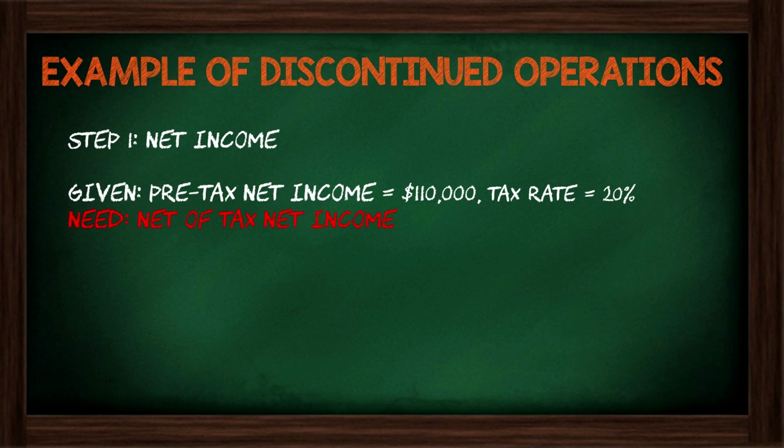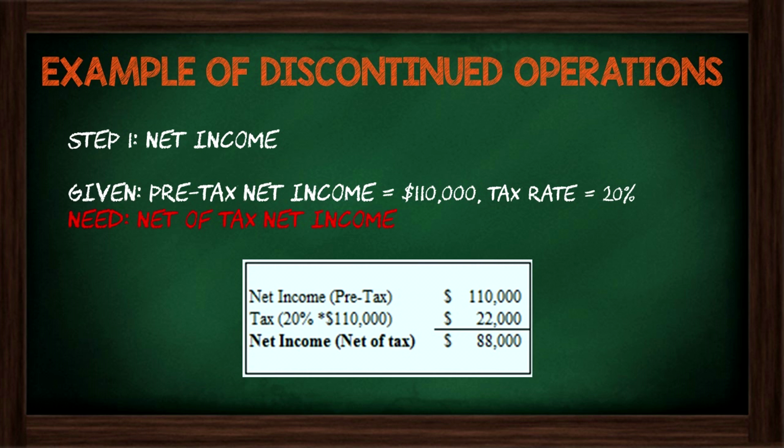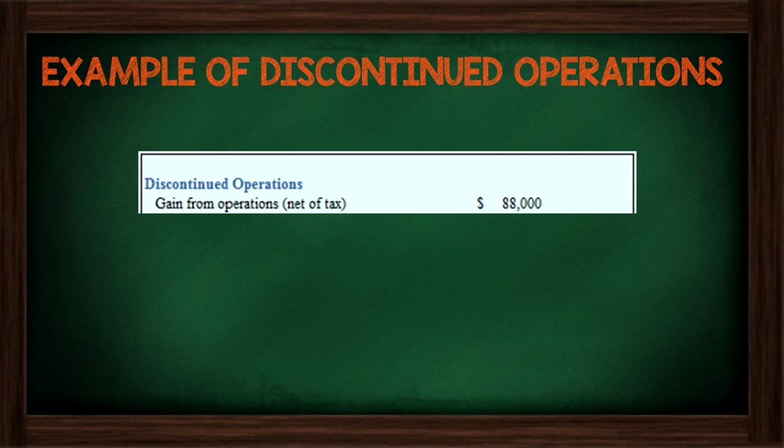We're just going to calculate the income tax of their net income, which is the tax rate of 20% times the pre-tax net income of $110,000. It's going to give us our income tax of $22,000. So our net of tax net income is just going to be $110,000 subtracted by $22,000 worth of income tax expense. Okay? So, therefore, we're going to put this $88,000 right there as the first line item, representing our net of tax net income for Sweet Styles.